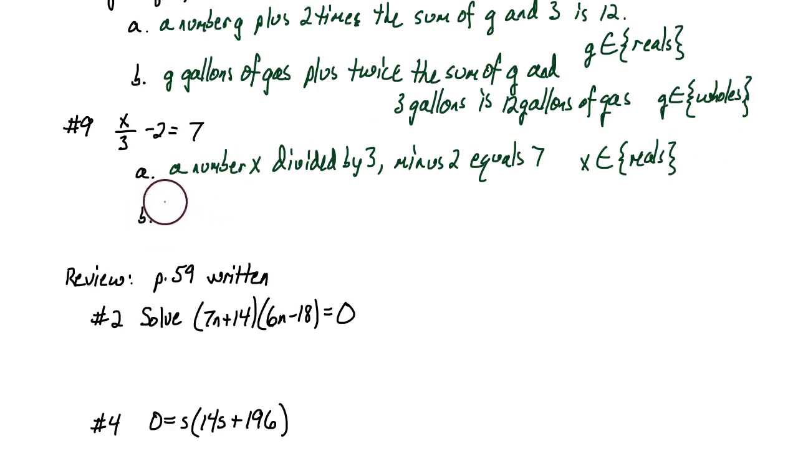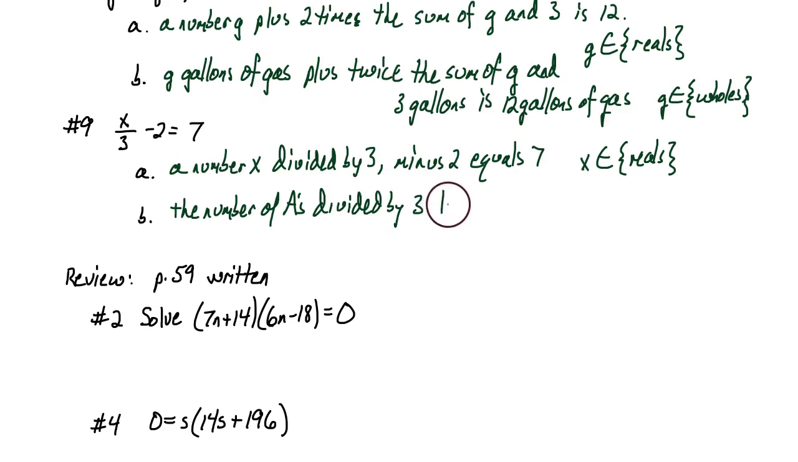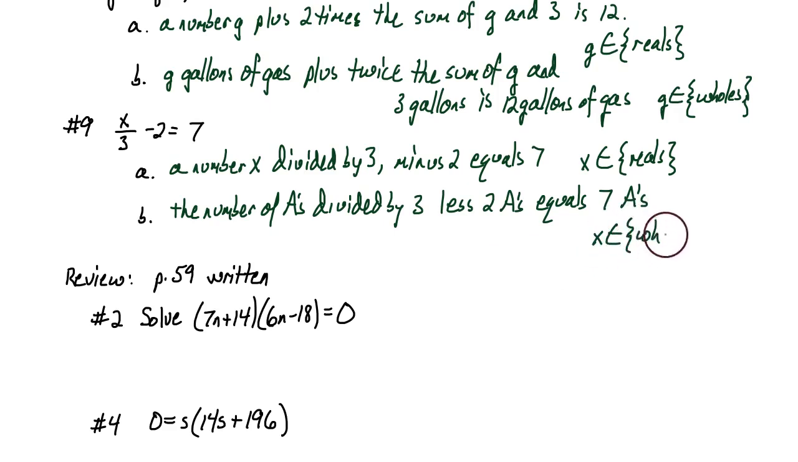Let's create a real-world situation that this algebra expression might model. Perhaps x is counting the number of A's a student gets. The number of A's divided by 3 less 2 A's equals 7 A's. In this case, the letter x is representing the number of A's earned in school. That must be 0 A's, or 1, or 2, or 3, and so on. So a suitable domain is that x must be an element of the whole numbers.